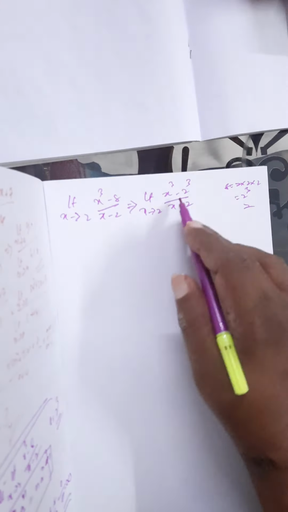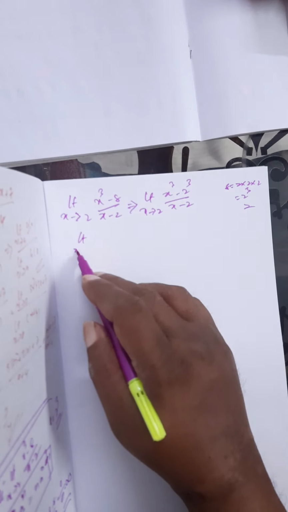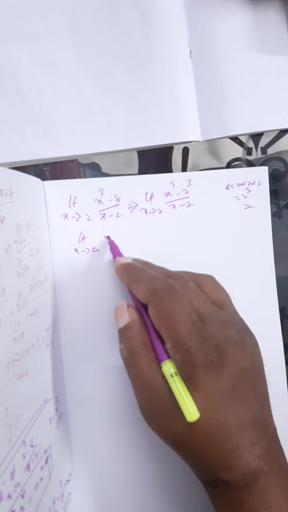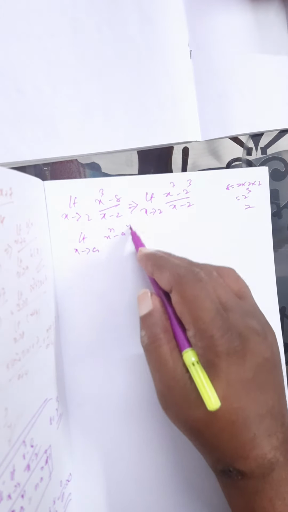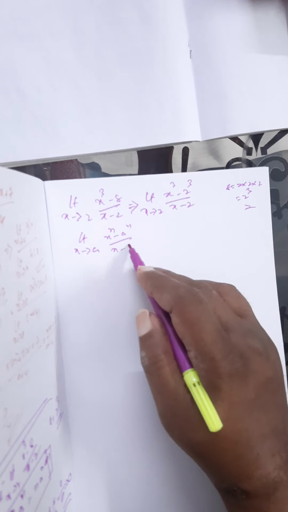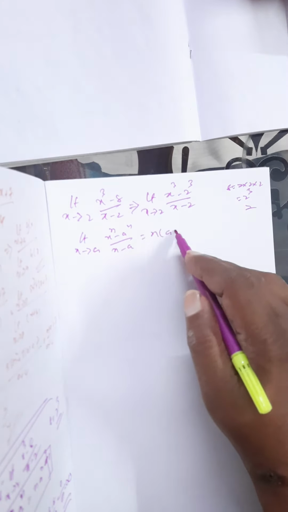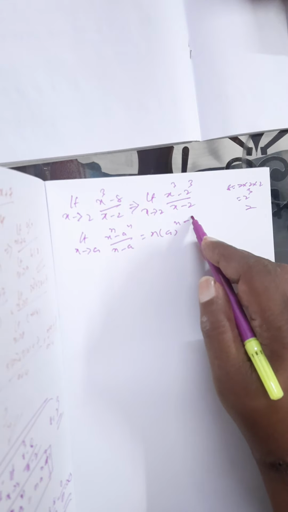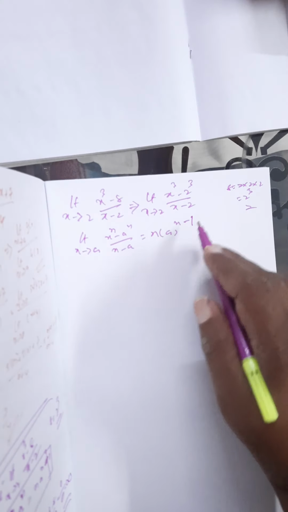So now we can apply this limit: as x tends to a, (x^n - a^n) divided by (x - a). Then we have to write it like this. This is our limit, n a^(n-1).